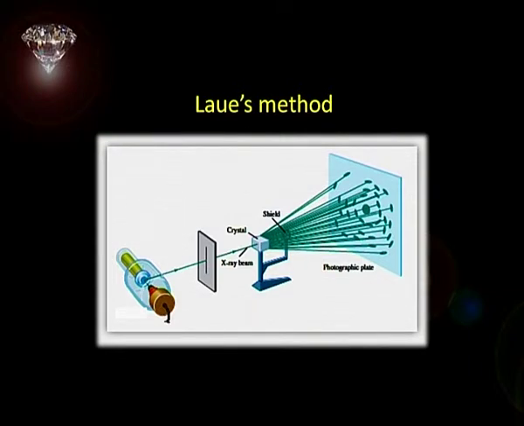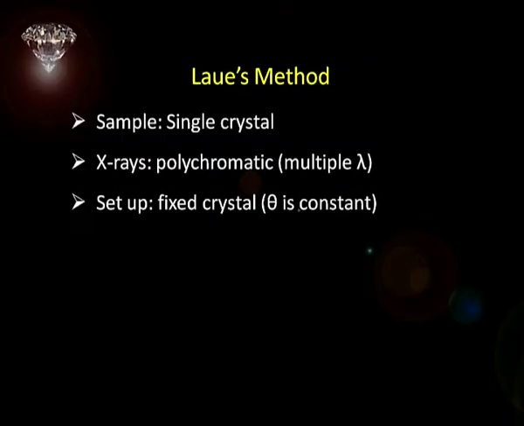But what you find is that this method basically uses a single crystal, and the X-rays are polychromatic in nature, because we are just using a source of X-rays and all possible radiations coming are made to fall on the crystal. We will talk about it a little more later. The setup has a fixed crystal, so theta is constant. The crystal is fixed, so you are not making any change in its orientation. All radiations hit it, get diffracted, and we get a pattern.